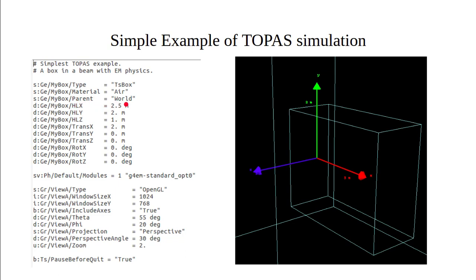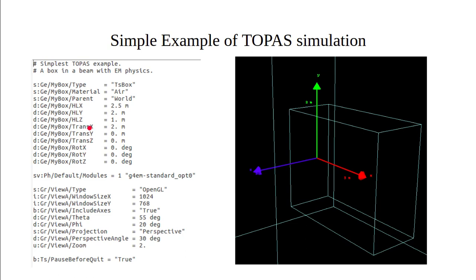So in this case it's the world, and the material is air. Then we have to define the dimensions. For a box we know it has x, y and z dimension, so it is half x, half y and half z dimension. Here in the example it is given 2.5 meters for x, 2 meters for y and 1 meter for z direction. Then comes how we want to translate our geometry, whether we want to move in x, y, z, and whether we want to rotate.